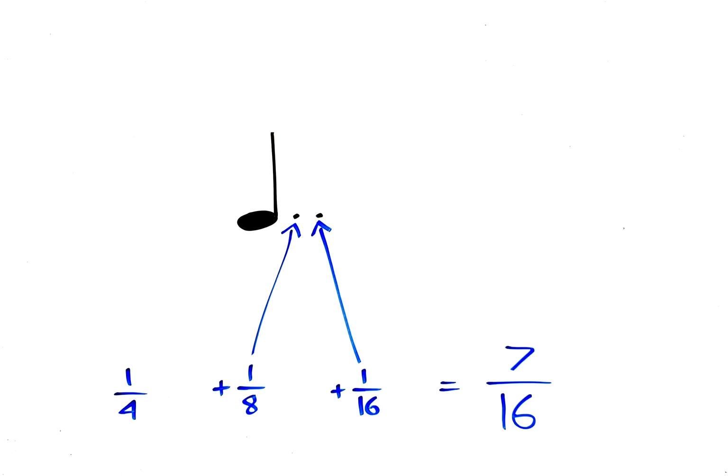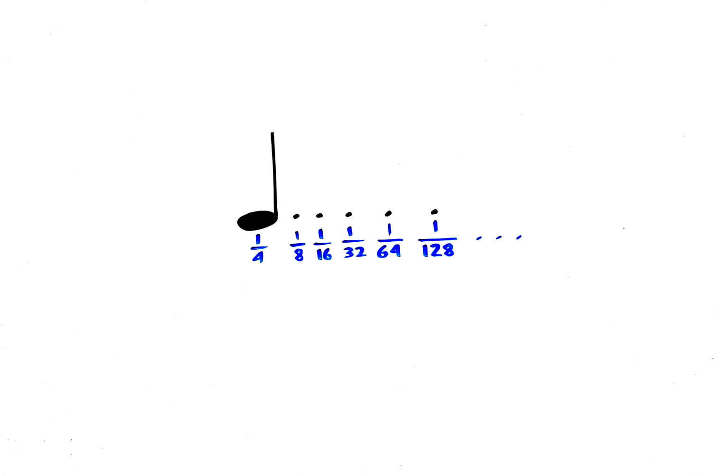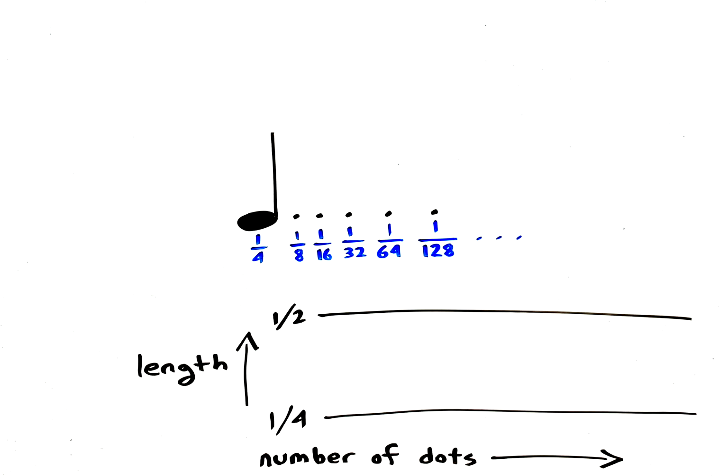Now, putting an additional dot adds only half of the value that was added previously. So, since putting the first dot adds a value of 1/8, putting a second dot adds a value of 1/16. So a double dotted quarter note has a value of 1/4 plus 1/8 plus 1/16, which is 7/16. You can add as many dots as you want, and the length will keep increasing, but it will never actually reach the length that is twice the original length.